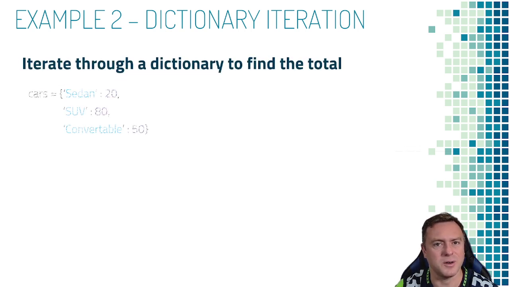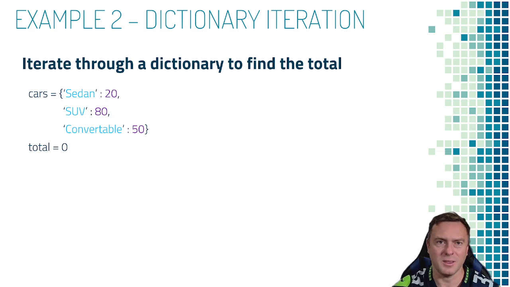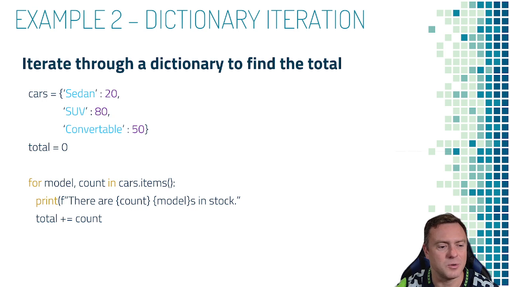Iterate through a dictionary to find the total. If we had a little car company with a sedan, SUV, and a convertible, and we wanted to work out how many there were in total, we're going to use a slightly different for loop. And this is where it gets kind of cool. Instead of having just one variable, we can get the for loop to pull out two variables from the items. The way this works is as simple as this: you go for, and then the two different things, the model and then the count, in cars.items, which returns the model and count for each entry inside the dictionary.